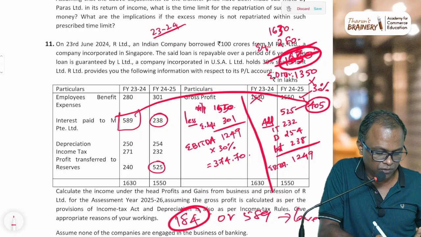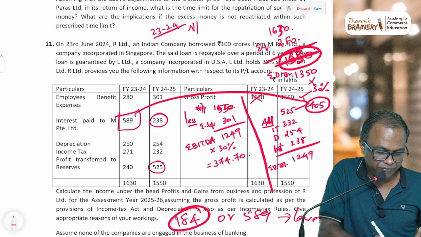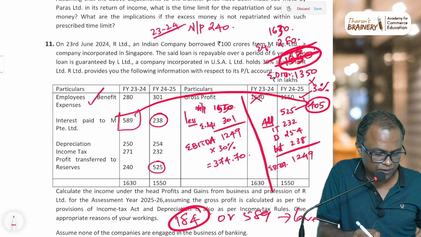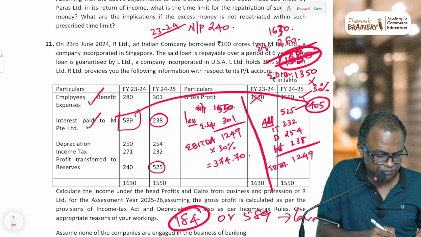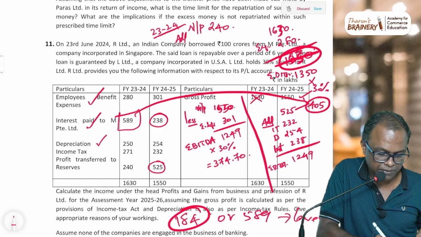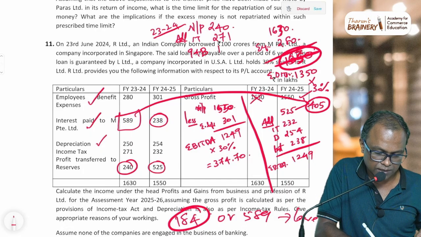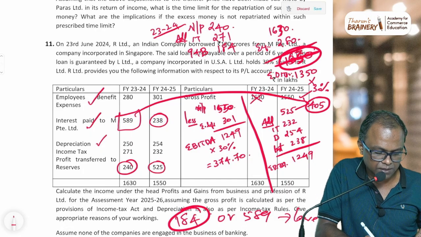For previous year 23-24, we can directly take the net profit. So the net profit is 240. Employee benefit is allowed under income tax. Out of interest, we are going to find out the disallowance and make the add back. Depreciation as per income tax is allowed. Income tax is not allowed under the IT Act, so add back income tax, which is not a business expense, 271. Remember, I am considering 240. So 271 add back, and then 94B disallowance, how much? 184. So what is the PGBP income for that year?